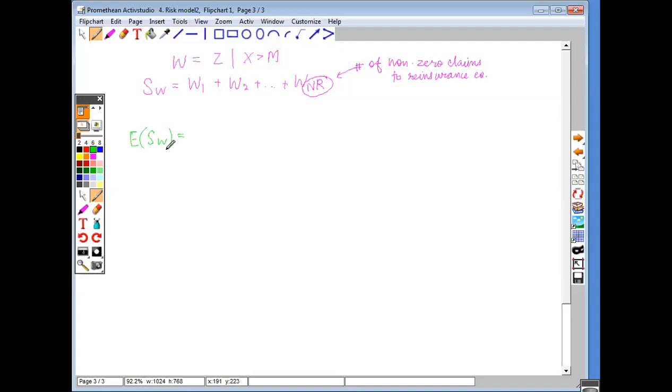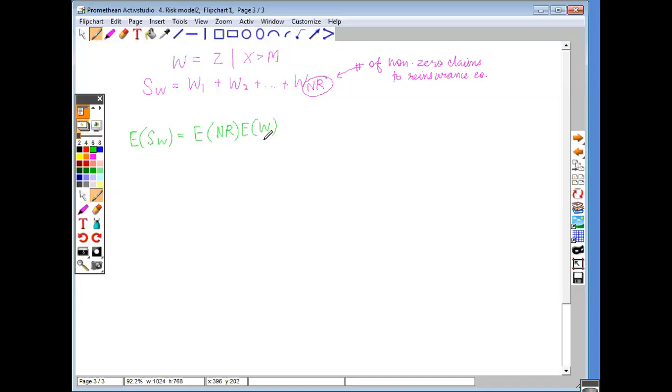Expectation of NR into expectation of W. Thank you very much, Mihir. So yes, it would indeed be the expectation of NR times the expectation of W. So now what we have to do is figure out the expectation of NR and the expectation of W. So let us have a look at how to do that.